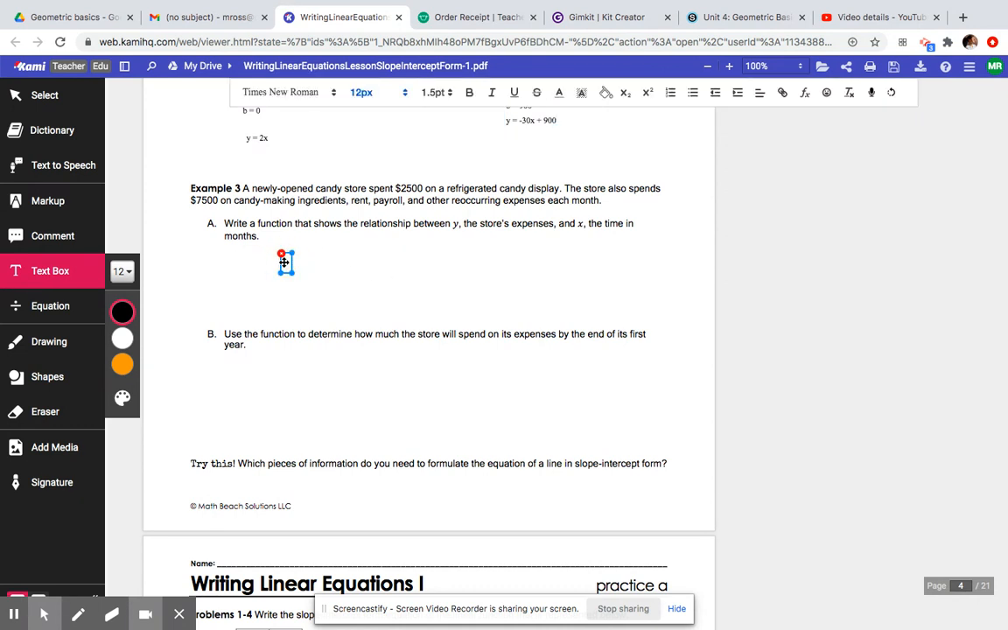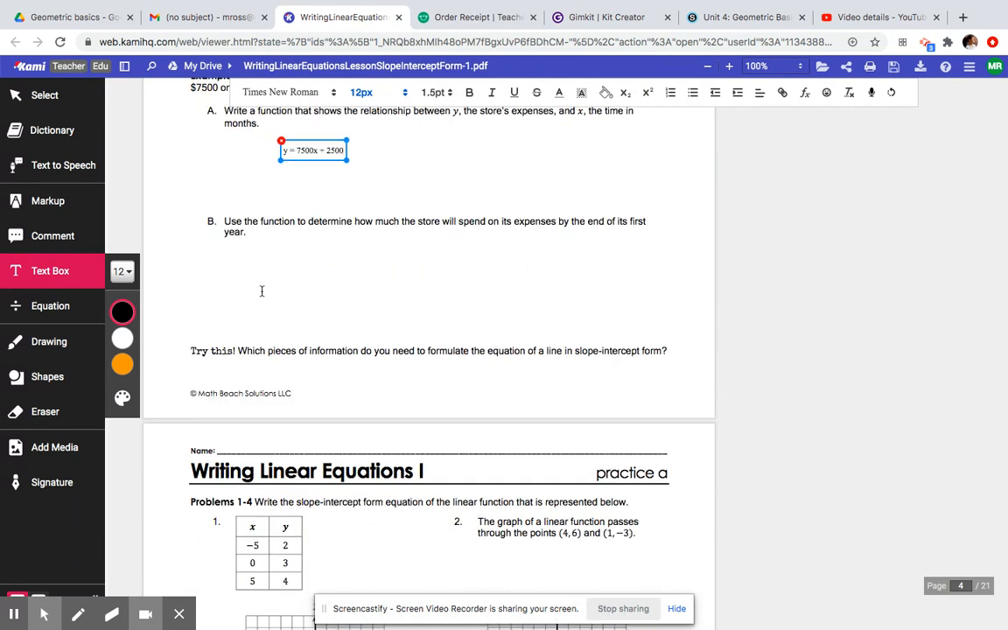Now, we already know we're going to have that y equals, and we already know we're going to have our x, and we're going to have some kind of plus or minus a number. Now, let's first identify what our reoccurring cost is. What are we constantly paying? What is that constant rate of change? And if you read it, it says that we're paying a constant rate for our ingredients, rent, payroll, and other reoccurring expenses. So 7,500 will be our rate of change. And then our one-time fee of buying that refrigerator is 22,500, so that will be our y-intercept.